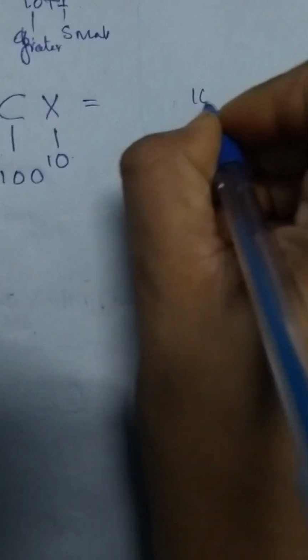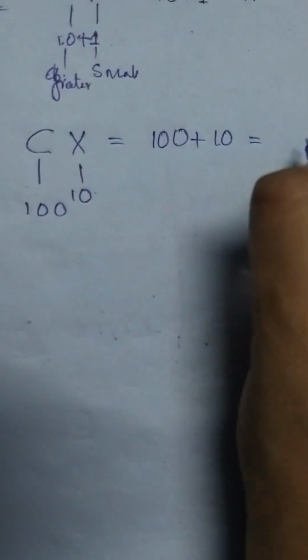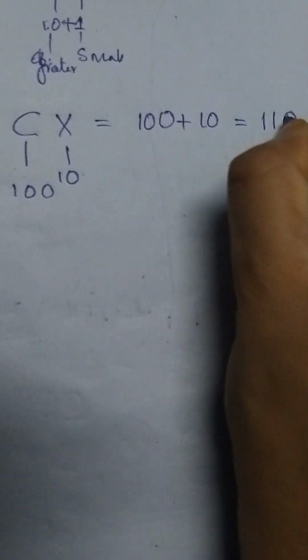Okay, now CX, what is this, children? X value is 10 and C value, see in the table, C is 100. So 10 is added to 100. So what is the total value, children? 110. Okay children, understood?